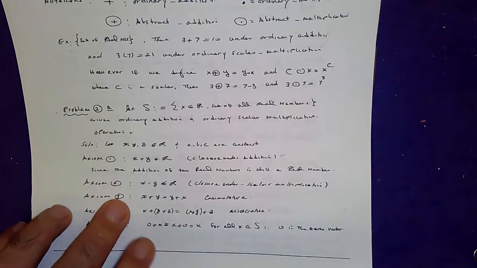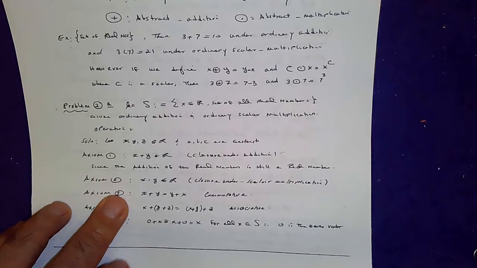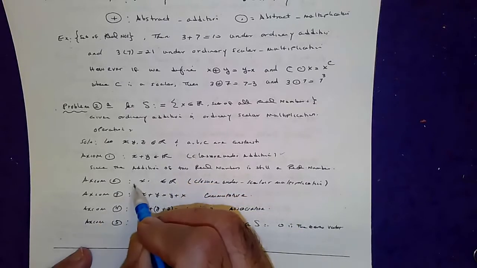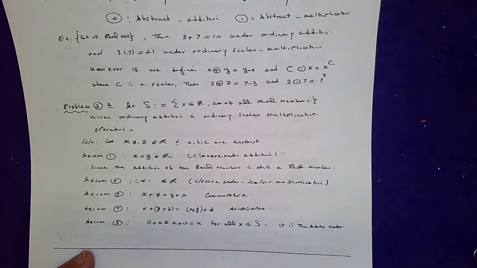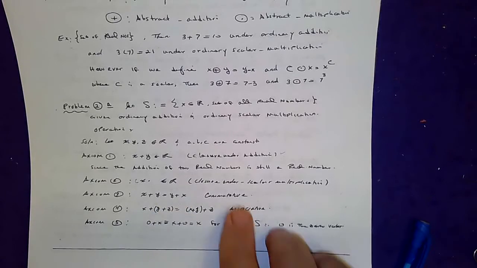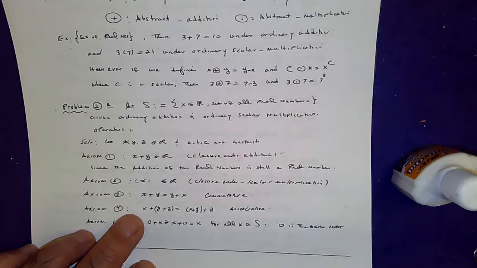When you multiply any real number by, say, a scalar, let's say c, would that still be a real number? Yes, it is. So therefore, closure under scalar multiplication is satisfied.